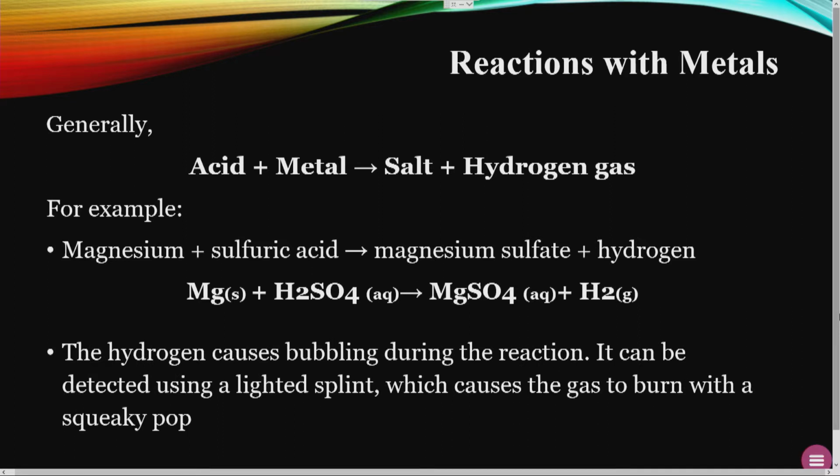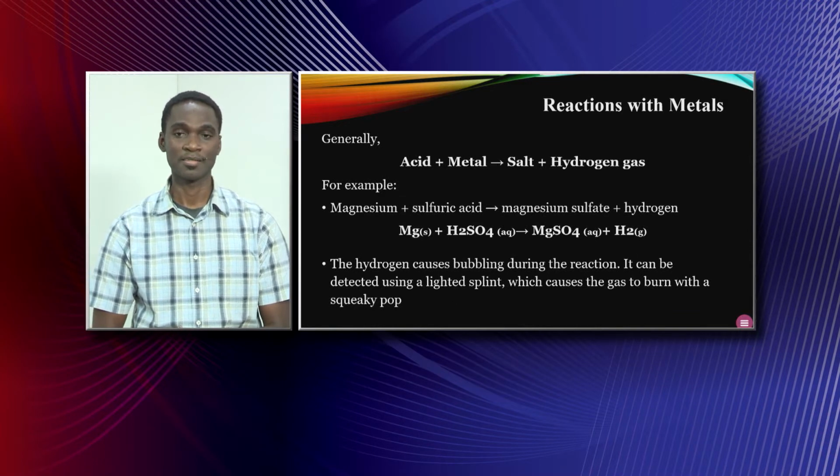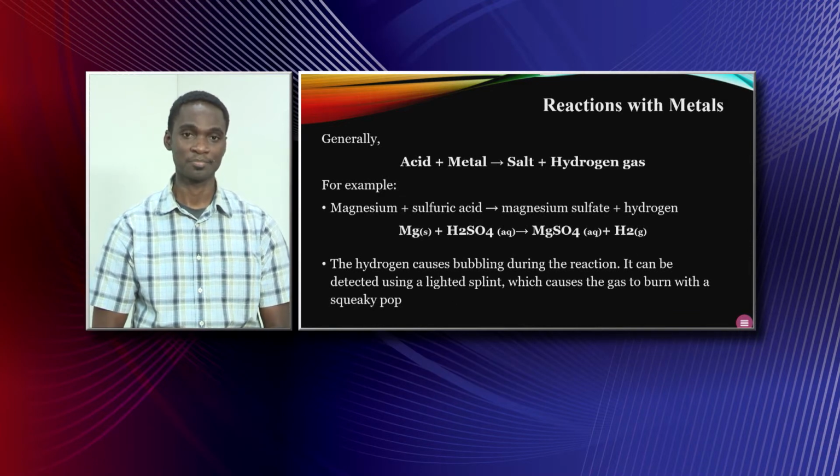Whenever we are going to test to see whether the gas is hydrogen or not, the hydrogen causes bubbling during the reaction. It can be detected using a lighted splint, which causes the gas to burn with a squeaky pop. After which we are going to show you a video of how we will be testing for hydrogen gas.